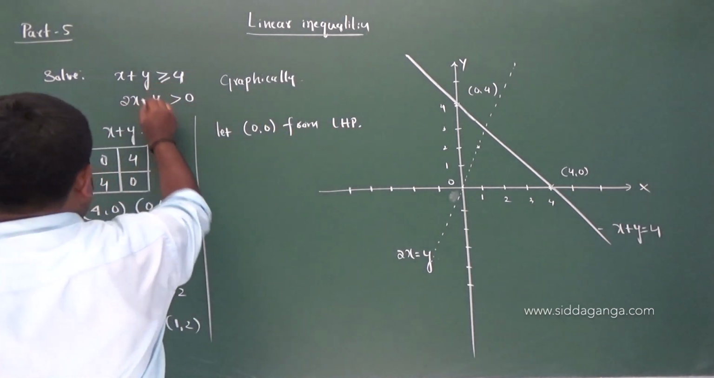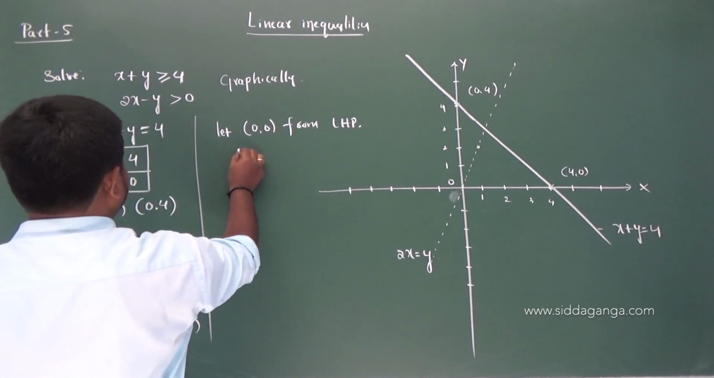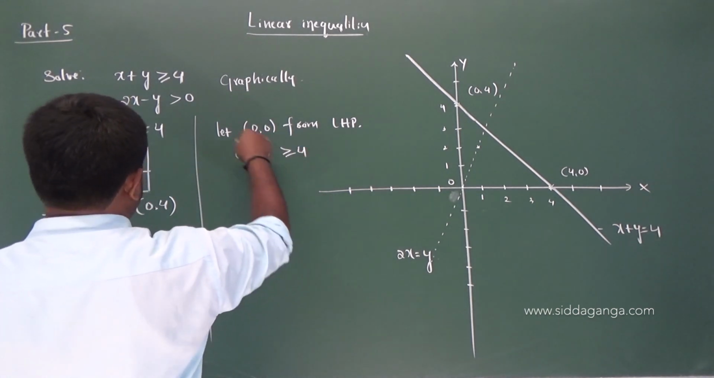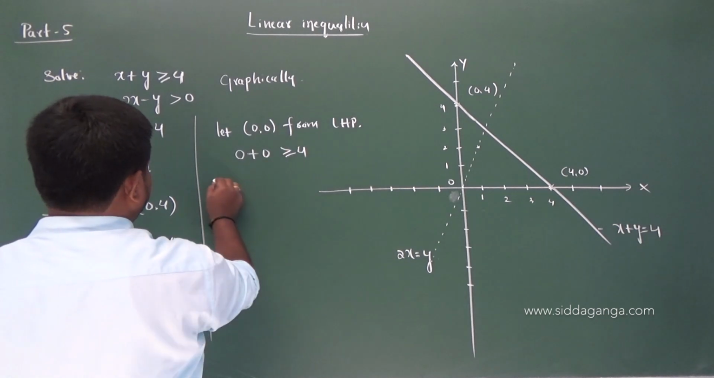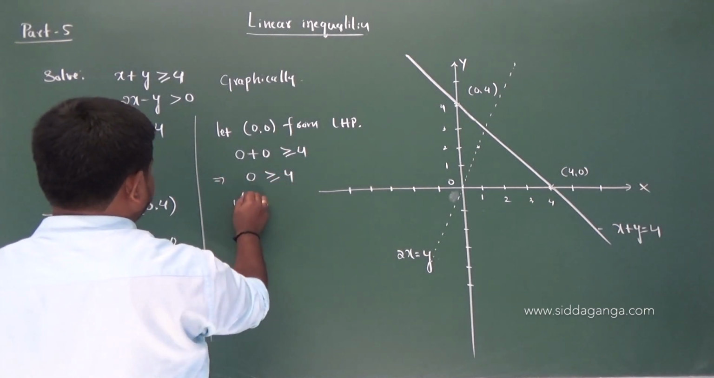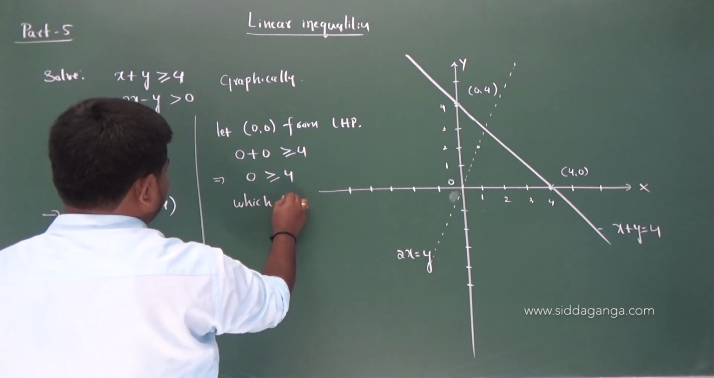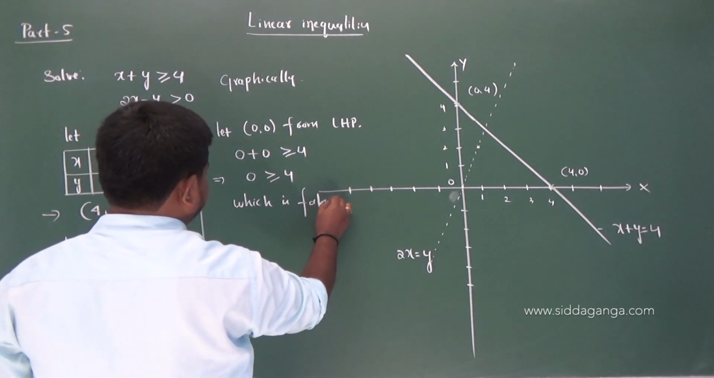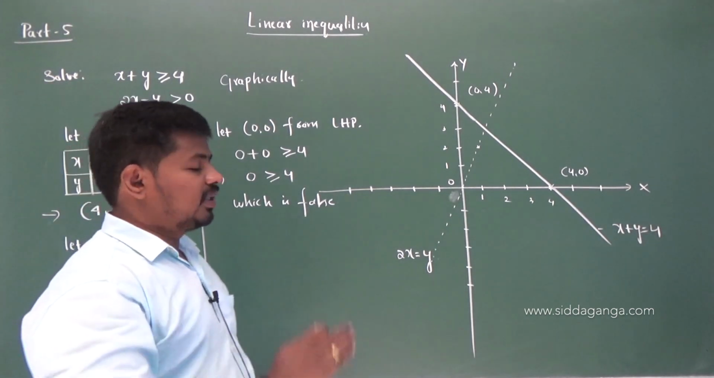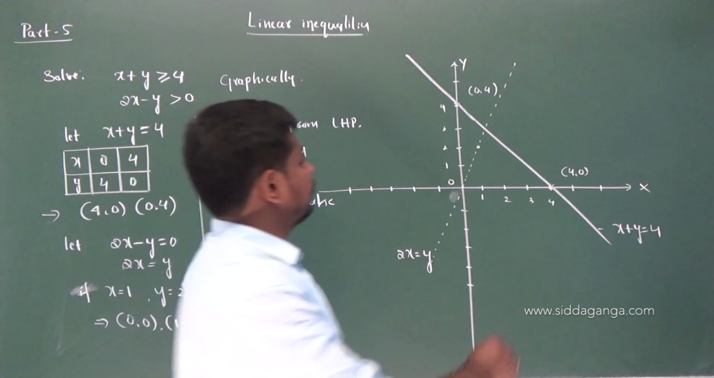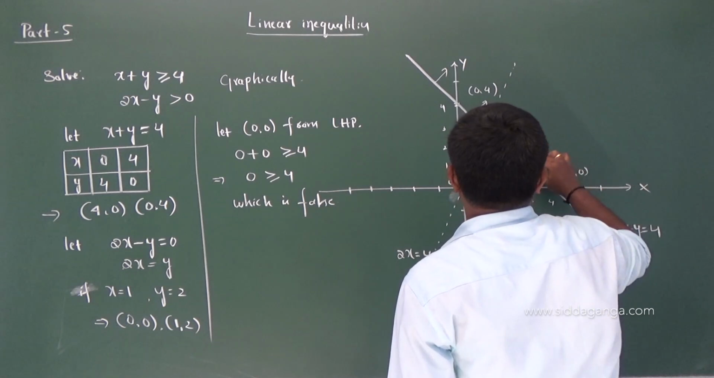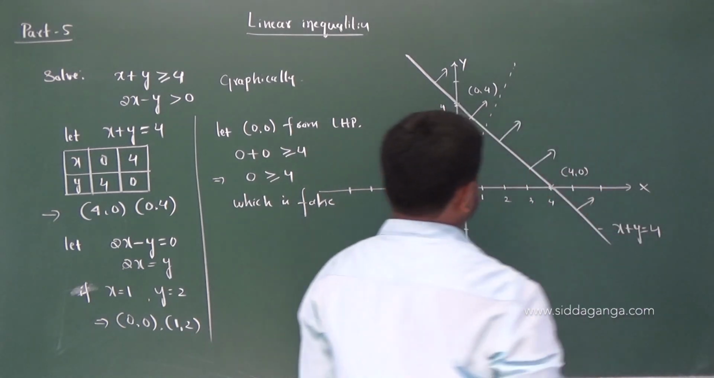Substitute in the given inequality. What do you get? x plus y is greater than or equal to 4. 0 plus 0 is greater than or equal to 4. This gives 0 is greater than or equal to 4, which is false. Hence, for the first inequality, the solution region is the upper half plane. This is your solution region for the first inequality.